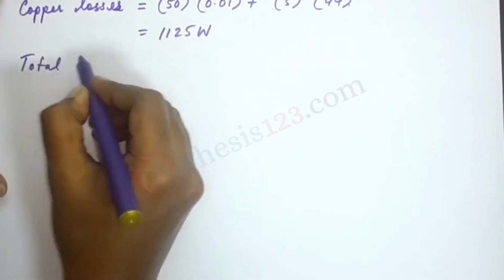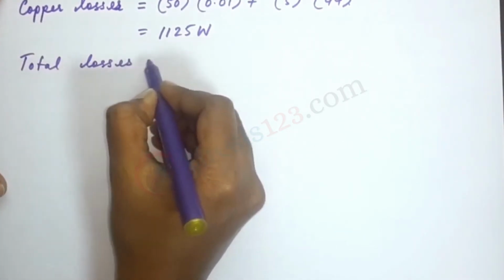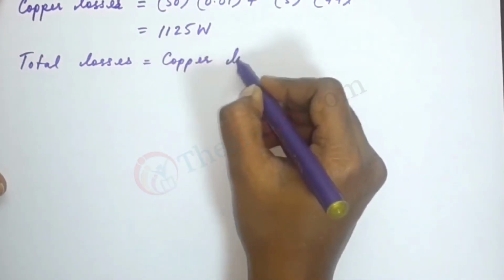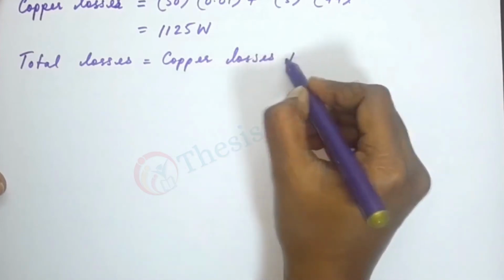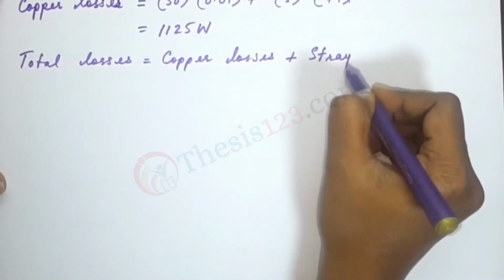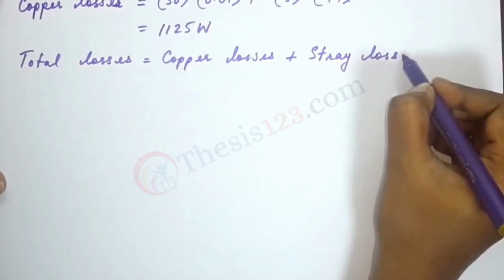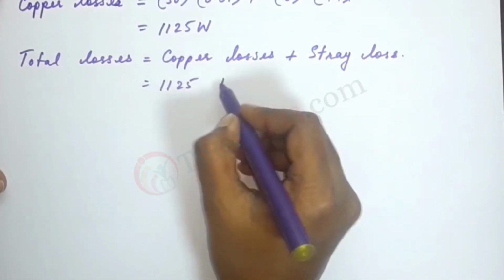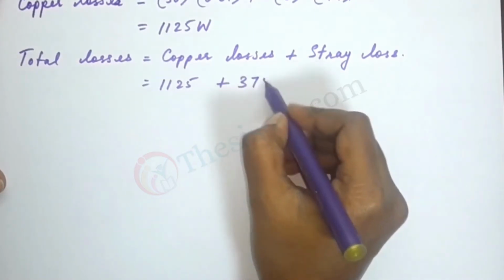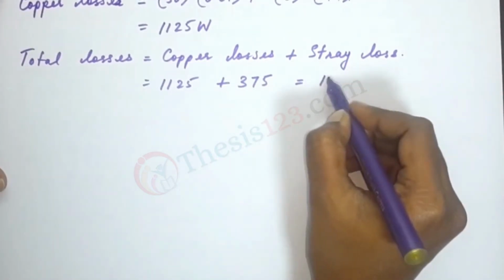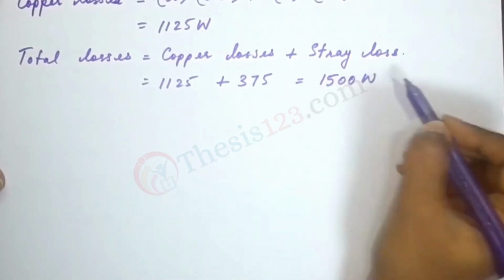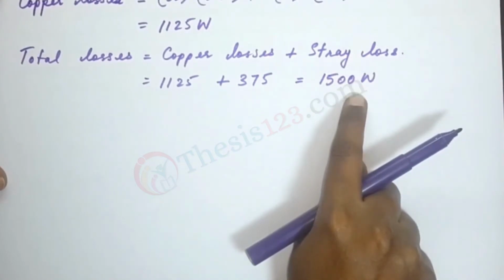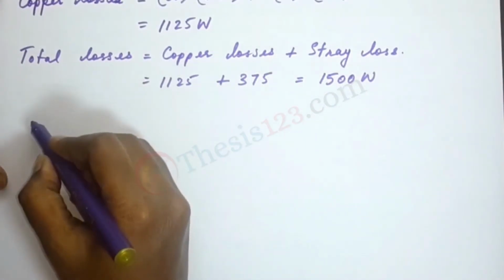Okay, so this will now give us the total losses. The total losses would be the copper losses that we just found, plus the stray losses that are given in the question. 1125 plus 375 adds up to 1500 watts in total. So we have total losses as 1500 watts. Now the question asks us to find out the efficiency.